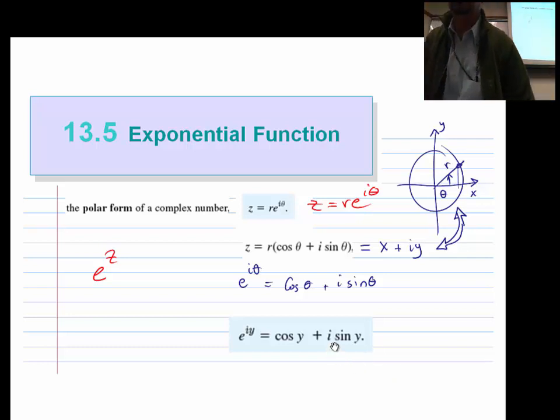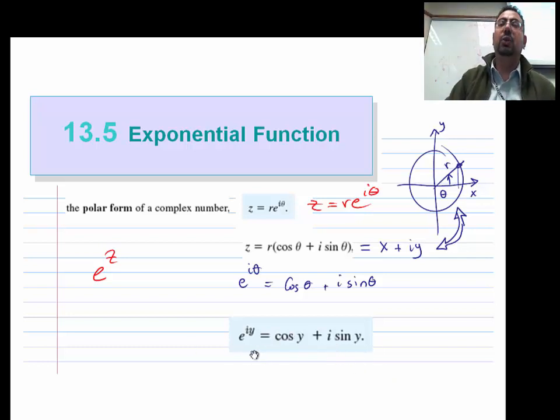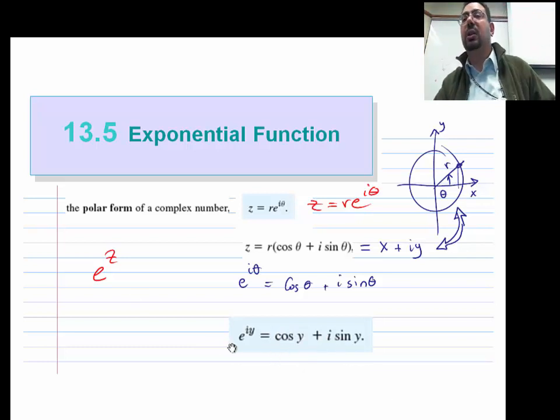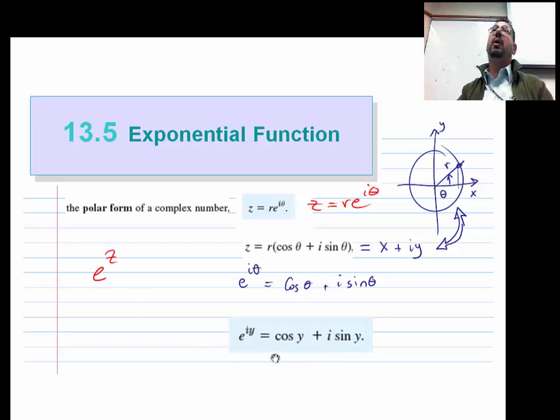We'll see it in detail next, but just make sure that you are really comfortable with this relation: e to the power i something is cosine of that something plus i sine of that something. Right? Good.